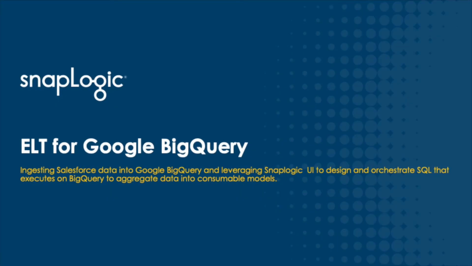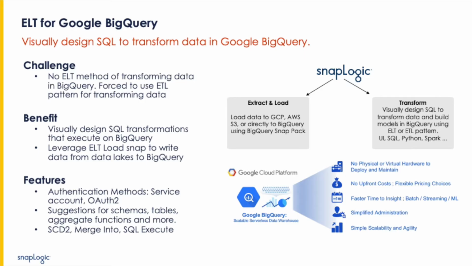Welcome. Today I will cover some of the ELT, or Extract, Load, Transform capabilities, also known as pushdown optimization, that were added for Google BigQuery in SnapLogic's November 2021 release. Google BigQuery is a fully managed serverless data warehouse that enables scalable analysis over petabytes of data. It is a platform as a service that supports querying using ANSI SQL.